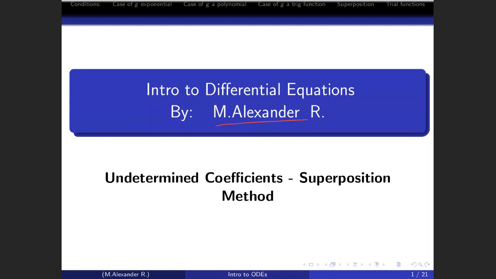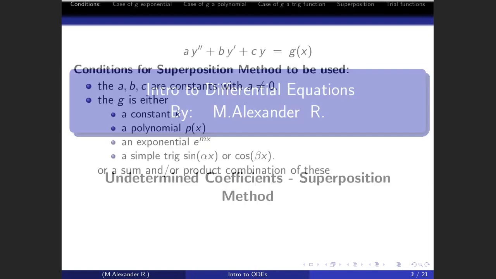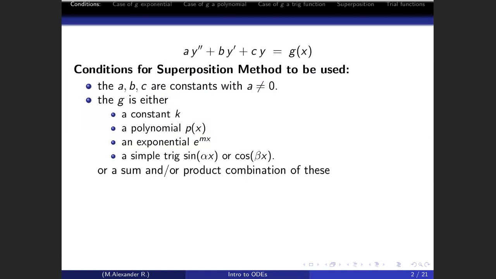Alright, so today's topic is going to be called Undetermined Coefficients and then also the Superposition methods. Alright, so let me go into the type of equation that we're going to be dealing with. So we have a non-homogeneous equation because we now have a g function here.